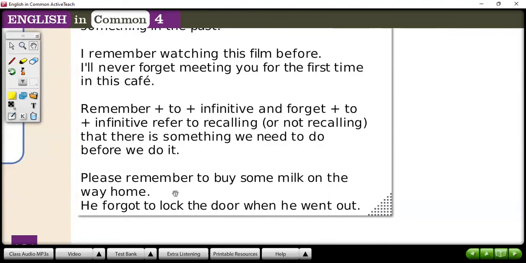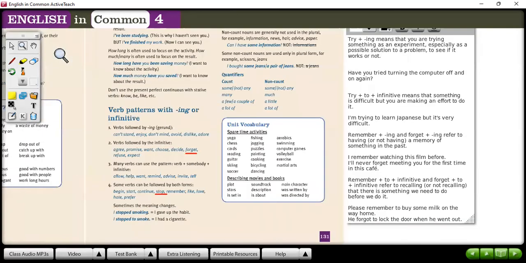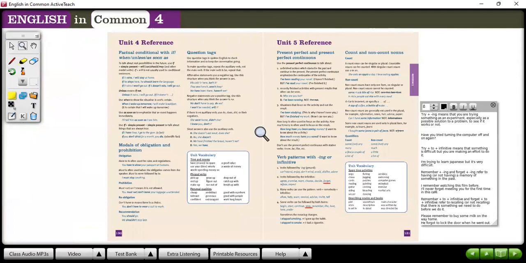He forgot to lock the door when he went out, okay? So first you have to lock the door and then go. So here it's about recalling something before doing something else, okay? I hope you understood the use of these verbs, okay? But the best way is to practice.